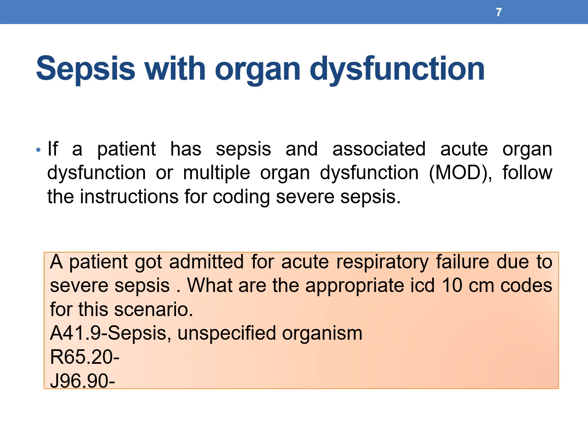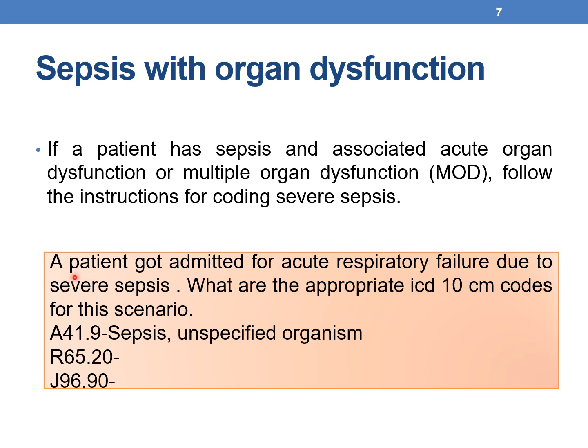Next is sepsis with organ dysfunction. If a patient has sepsis and associated acute organ dysfunction or multiple organ dysfunction, follow the instructions for coding severe sepsis. For severe sepsis, as we have discussed earlier, two codes must be given, A41.9 for sepsis, unspecified organism.